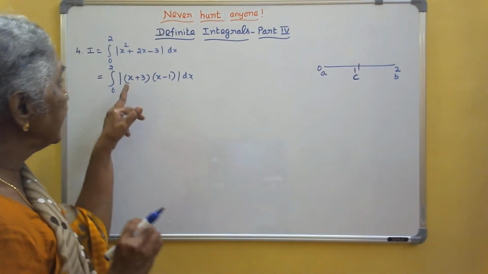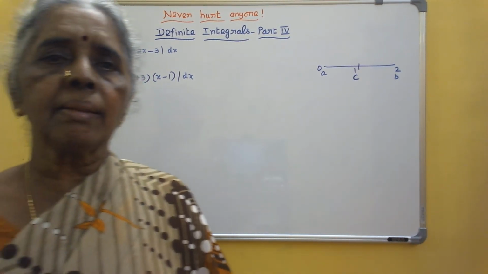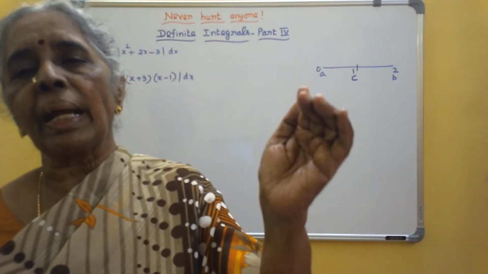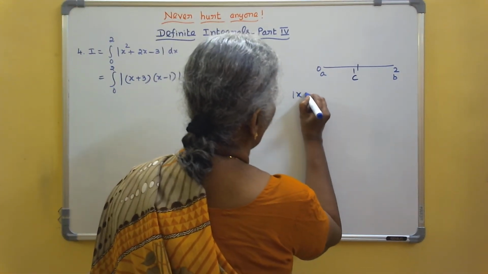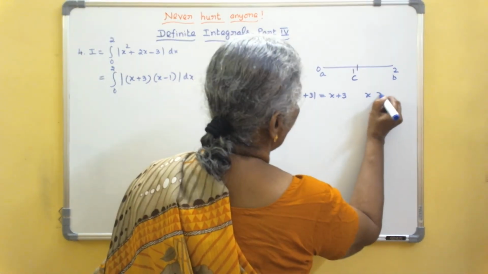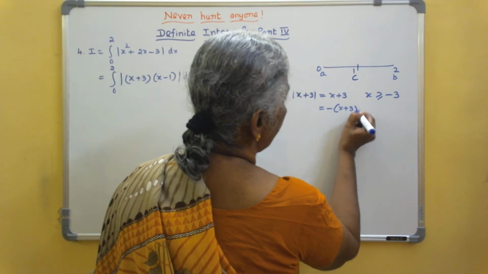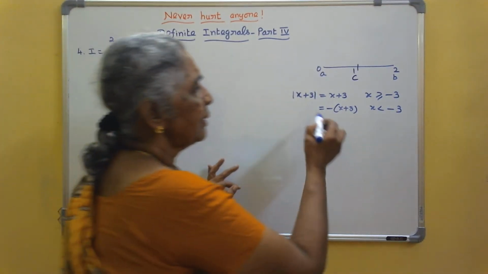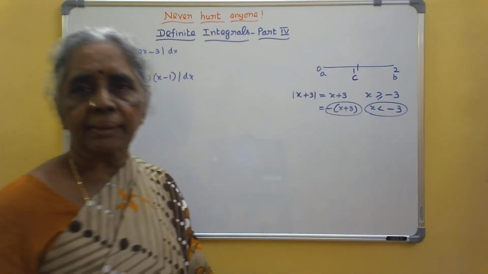But when you consider the other one, x plus 3, here mod x plus 3 will be x plus 3 when x is greater than or equal to minus 3. I think it is better I write it because you may get confused otherwise. Mod x plus 3 will be equal to x plus 3 when x is greater than or equal to minus 3. It is minus of x plus 3 when x is lesser than minus 3, right? But this is not going to come for us because we don't have this.